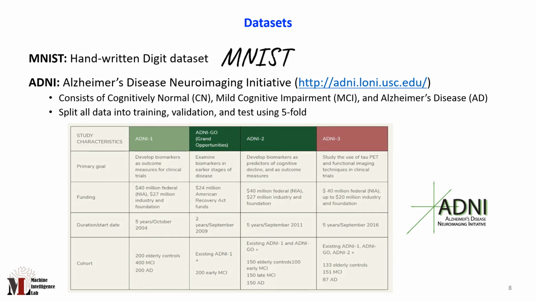Here's a dataset description. To help understand counterfactual reasoning, we used MNIST as a toy example, and structural MRI data were taken from ADNI and used after preprocessing. This dataset consists of classes of cognitive normal, mild cognitive impairment, and Alzheimer's disease. And we took data from ADNI 1 and 2, and this dataset trained the model with five-fold cross-validation.